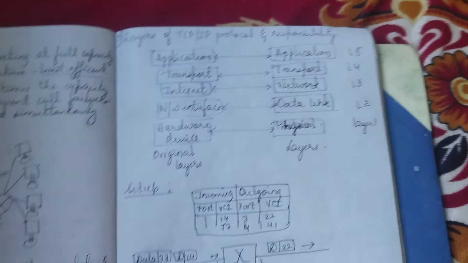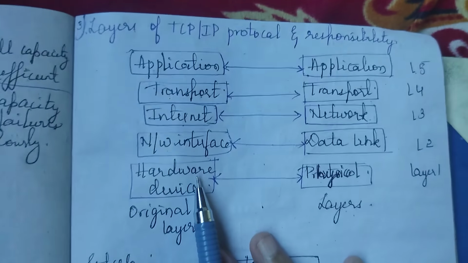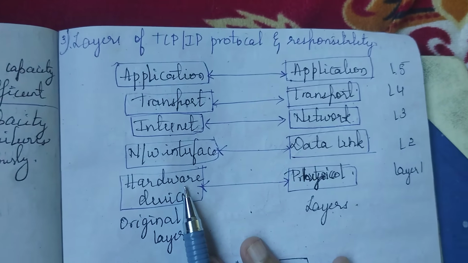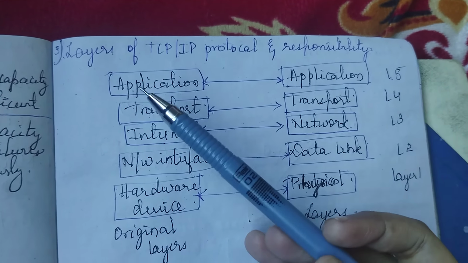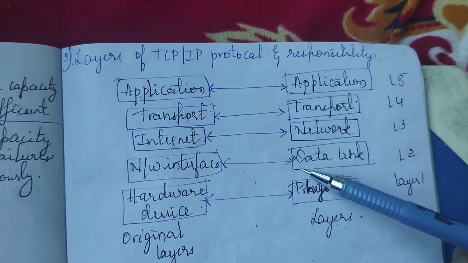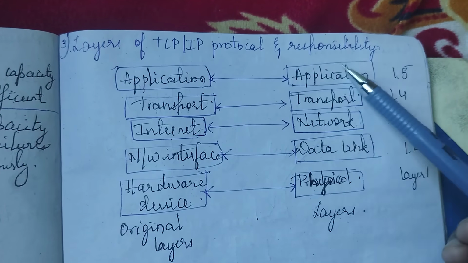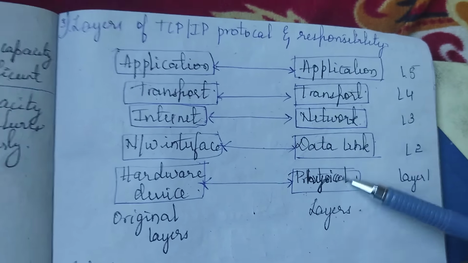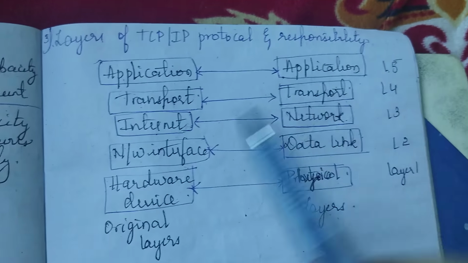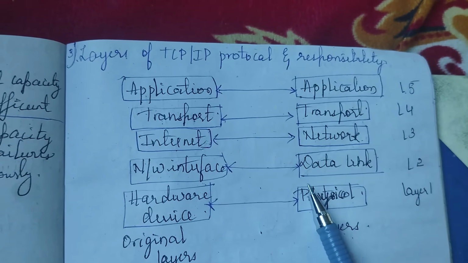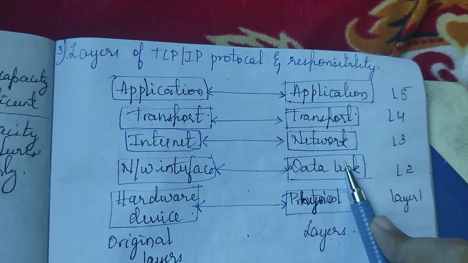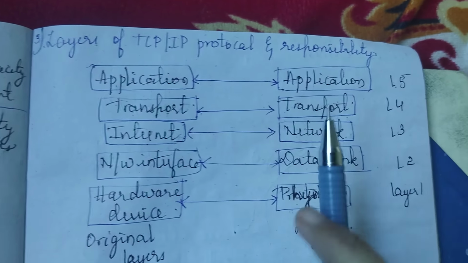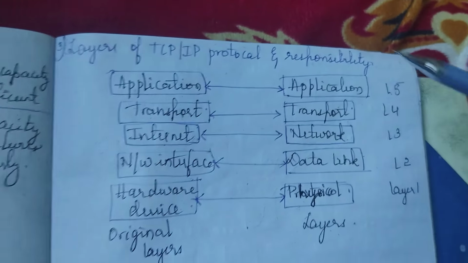Then the next question is layers of the TCP/IP protocol. By looking at the diagram, don't worry, I'll give you a trick to remember. The trick is ATNDP: application, transport, network, data link, and physical layer. These are the layers we have named, and originally, physical is nothing but hardware, data link is nothing but the network interface, and network is nothing but the internet. These are the layers that you should be naming.